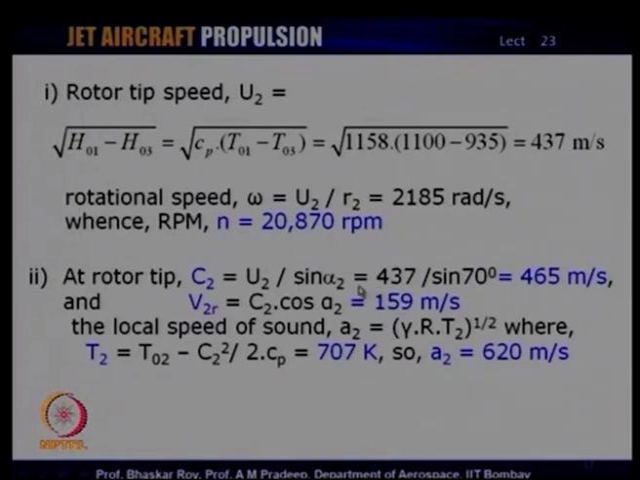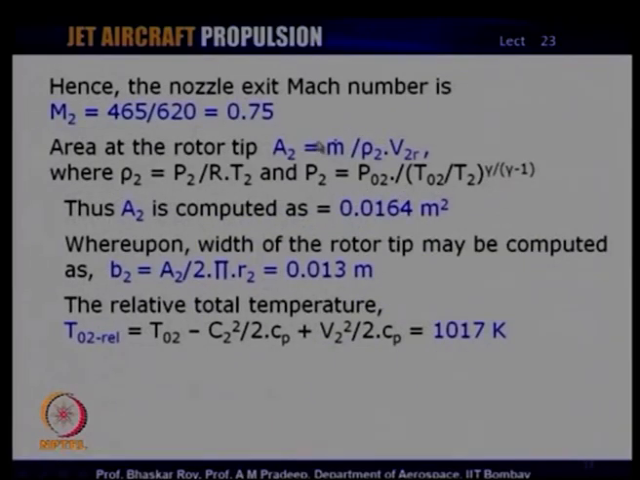The corresponding value of C2 at the rotor tip would be 465 meters per second, using the velocity triangles that we have just seen. The corresponding V2R would be 159 meters per second. The local speed of sound using the local temperature T2, you have to do that, and if you do that, you get T2 equal to 707 K and corresponding sonic speed as 620 meters per second. And then the nozzle exit Mach number M2 comes out to be 0.75. So, as you see here, it is not sonic, it is still subsonic.